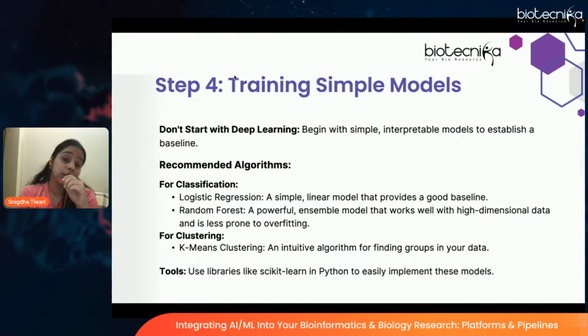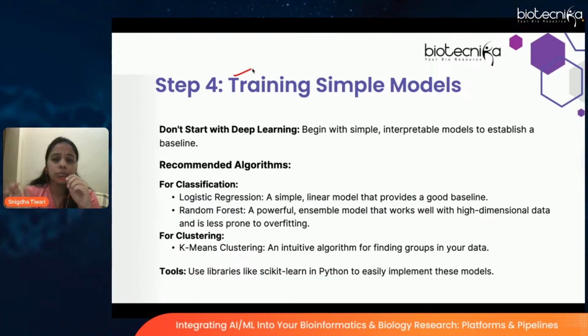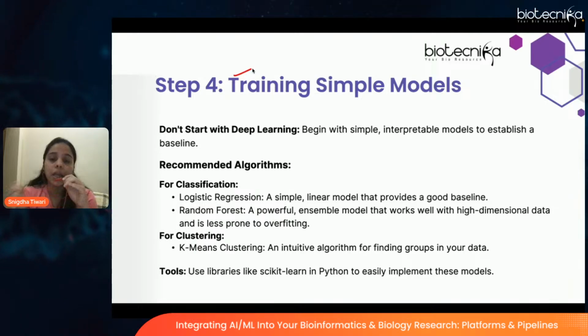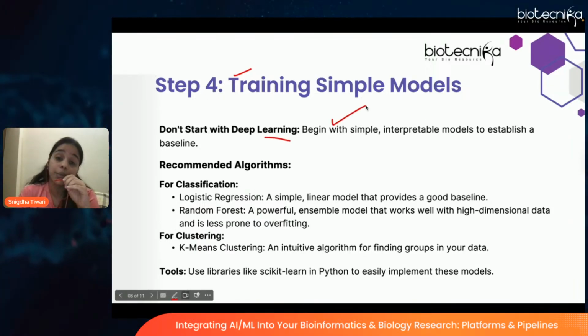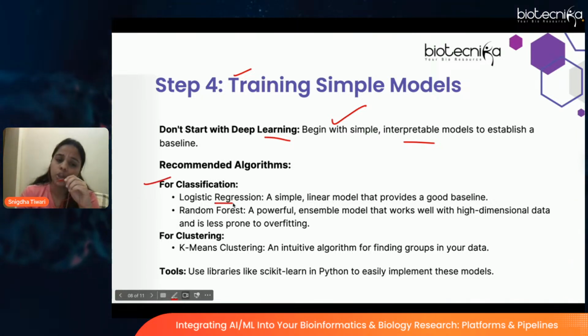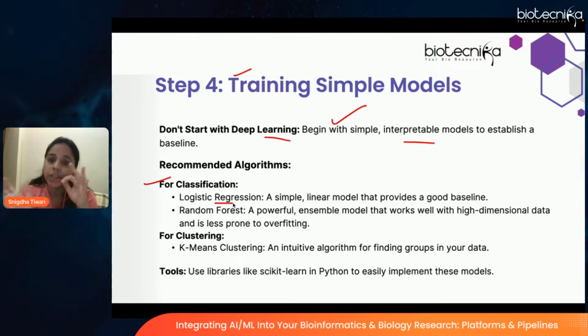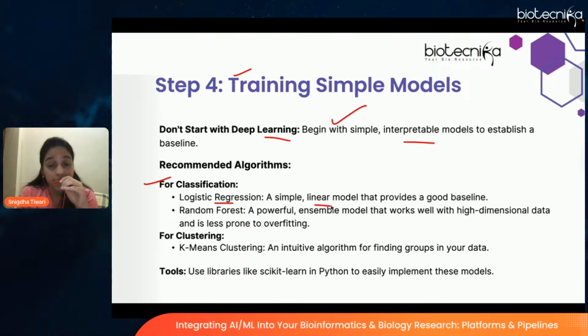Step 4 is training simple models. All right, what we do is start with building simple models. Take up the basic imports like numpy, pandas, ggplot, matplotlib. Don't start with deep learning. Begin with simple interpretable models to establish a baseline. First, establish your baseline. The recommended algorithms for classification are the basic ones: logistic regression, basic classification and regression models, a simple linear model. It will provide you a good baseline.